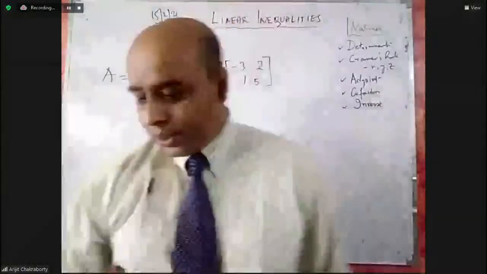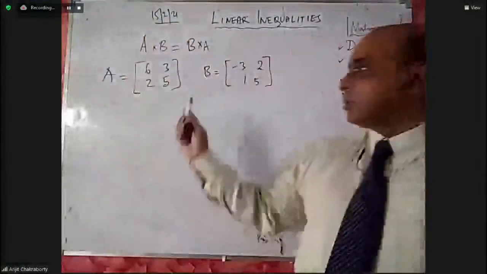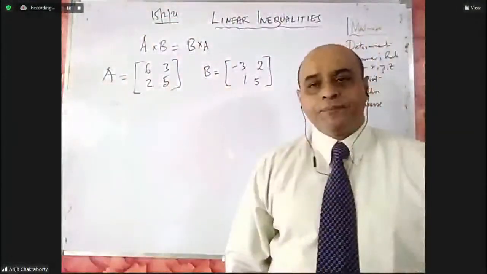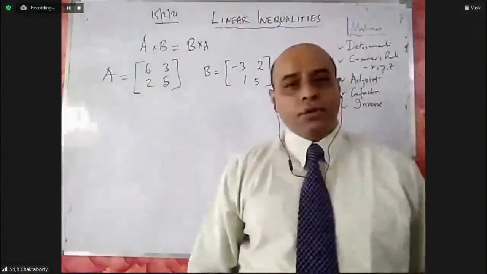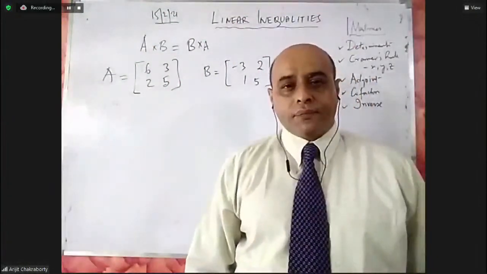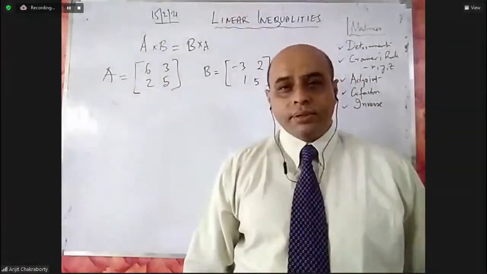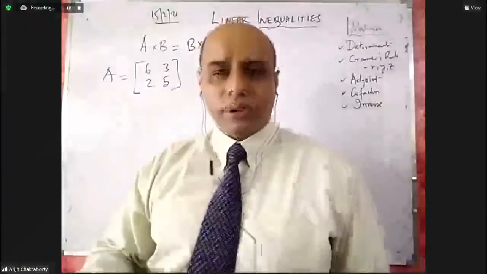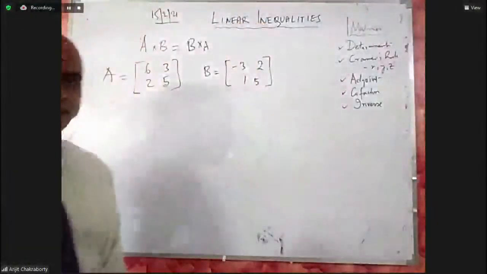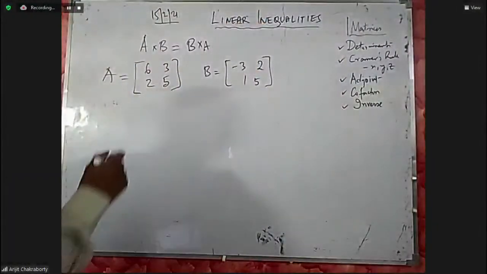Now what I'm going to do is I have got two matrices A and B. Both of them are square matrices, and they are of the order of 2. So we shall try to find out the product of the two matrices. Let me see if we can do the product. We can work out the product together. Okay, so here we go.